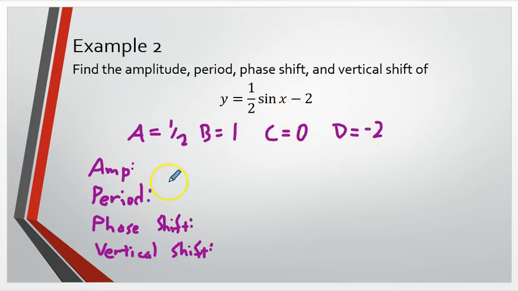So now that I have these 4 numbers identified, if you look back at what was on the previous slide, we can just fill in the rules for all 4 of these. Starting with the amplitude, I said it's the absolute value of A. So since this number is already positive, my amplitude is 1/2, stays positive. The period is going to be 2 pi divided by B.